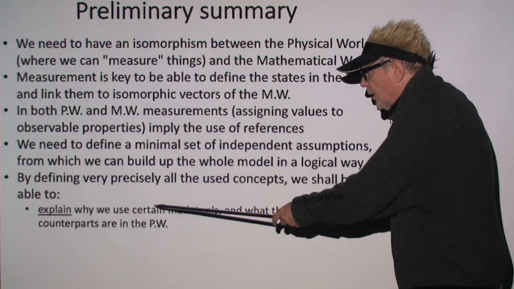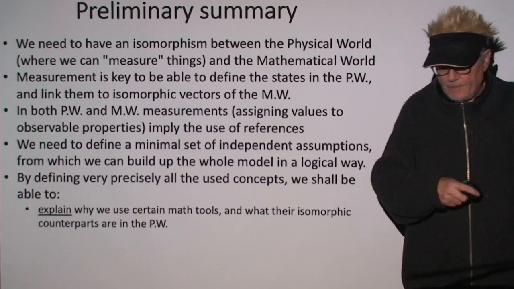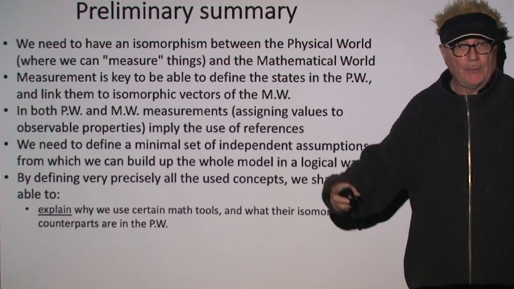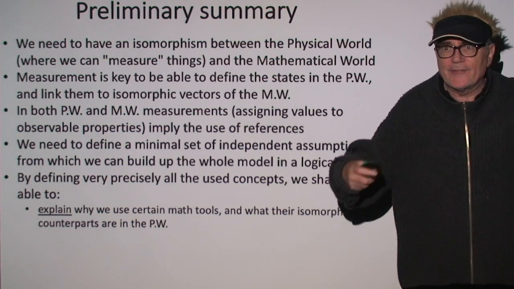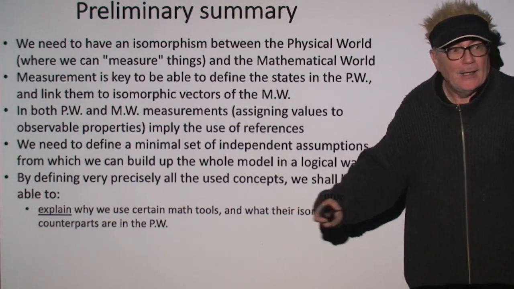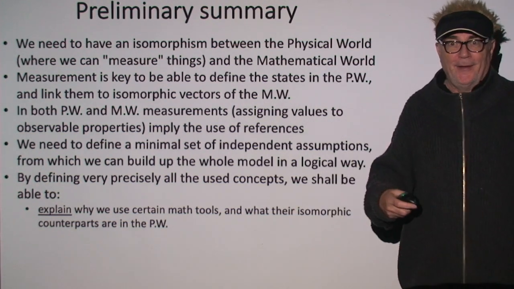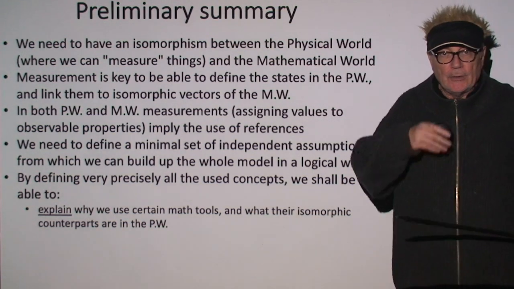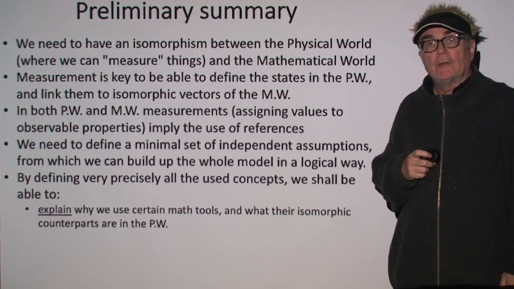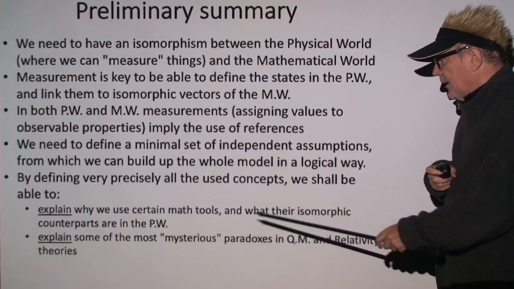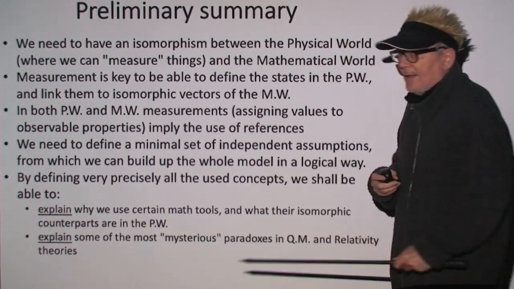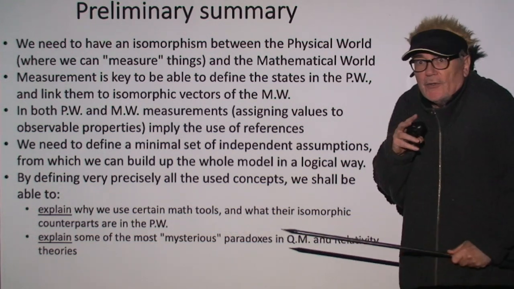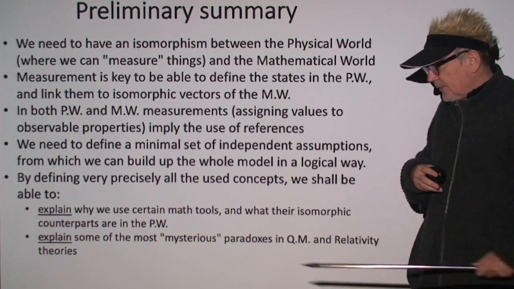First, we can explain why we use certain math tools. Why Hilbert space vectors? Hermitian operators, why? Complex numbers, why? Tensors, magic tensors. All of this we'll be able to understand if we define very precisely what we're trying to achieve. Now, on the other hand, we'll also be able to explain, and that's the main purpose of this series of videos, the most mysterious paradoxes in quantum physics and in relativity.